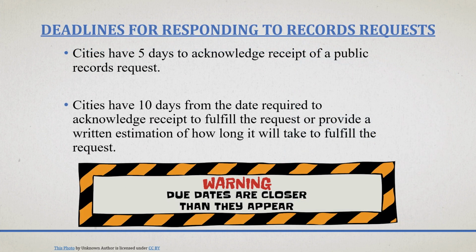Here's the key. There are certain deadlines for responding to records requests. Once a request for public records comes in, the city has exactly 5 days to acknowledge it has received that request. And there are specific things within that acknowledgement that have to occur. And then 10 days from that 5-day deadline to acknowledge it, the city either has to fulfill the request or provide a written estimate of how long it will take to fulfill the request. These deadlines are super important because there are penalties that your city can face if you fail to meet the deadlines.